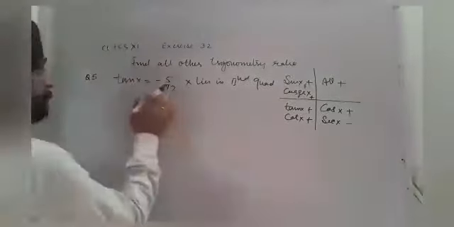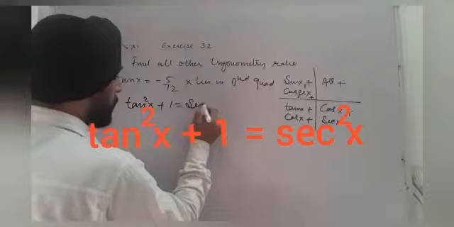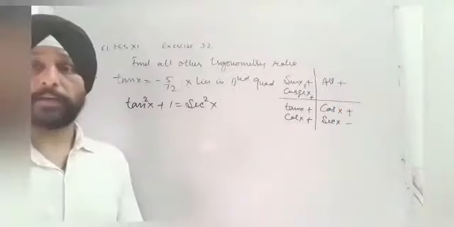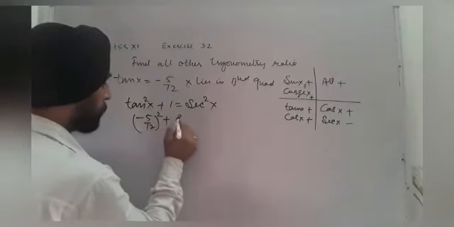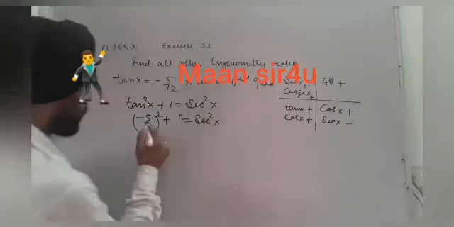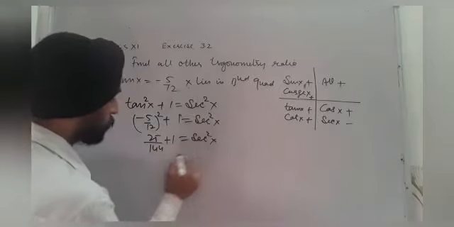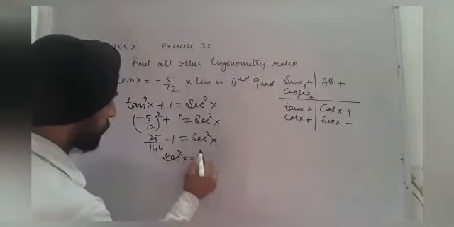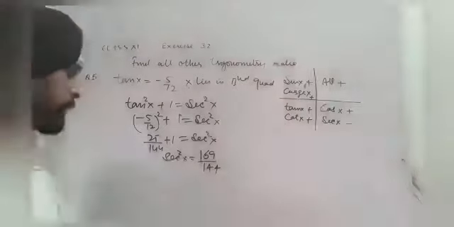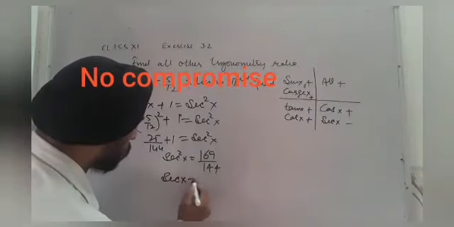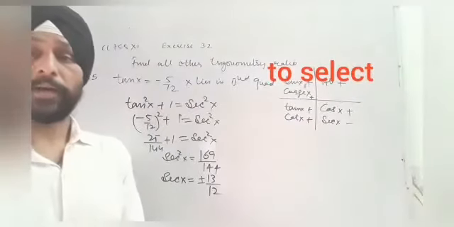Now let me start here, student. We will apply one of the identities which belongs to 10th class: tan square x plus 1 is equal to sec square x. Now we will put the value, minus 5 by 12 squared, plus 1 is equal to sec square x. After the calculation you will find 25 by 144 plus 1, and sec square x is equal to 169 by 144, student. Now we will take the square root of both sides. So you will find plus minus 13 by 12 after the square root.